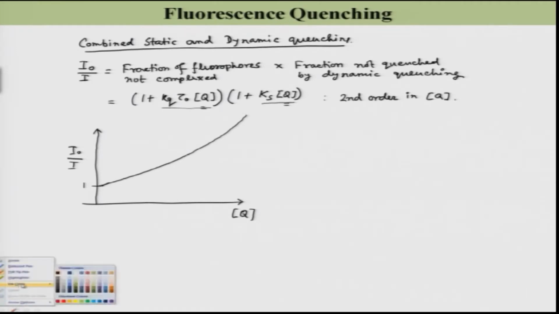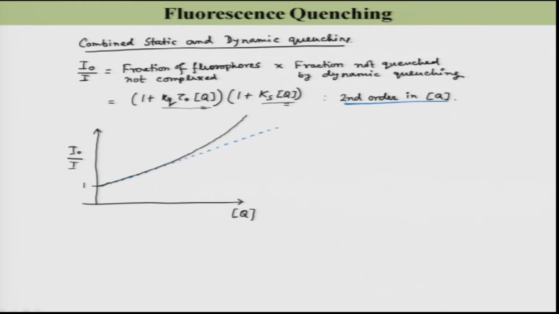Originally, if it is only static quenching or only dynamic quenching, then you know that the curve is a straight line where the slope value is equal to either Ks or Kd, depending on whether it is static quenching or dynamic quenching. So, in this case what you can see, this curve is going upward because of the second order in Q, right. The Q square term will come over here.